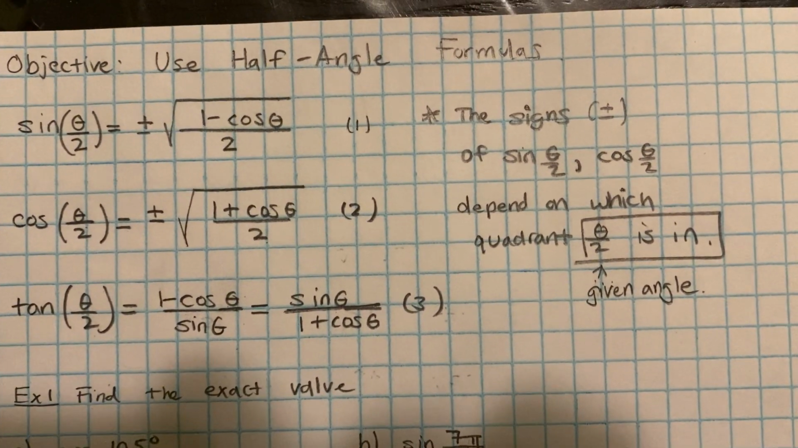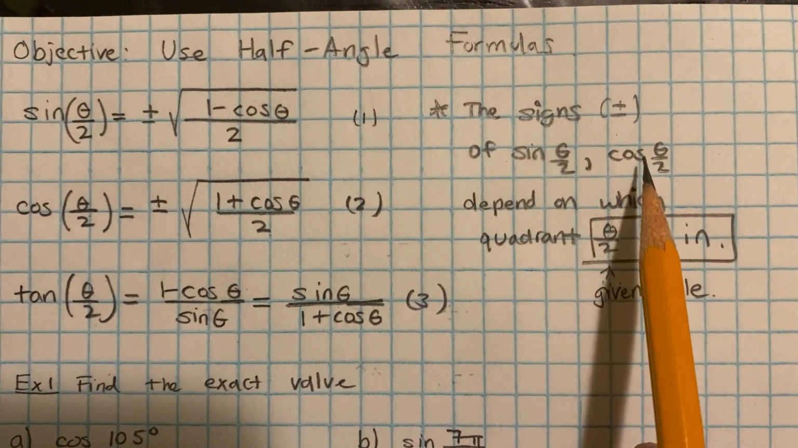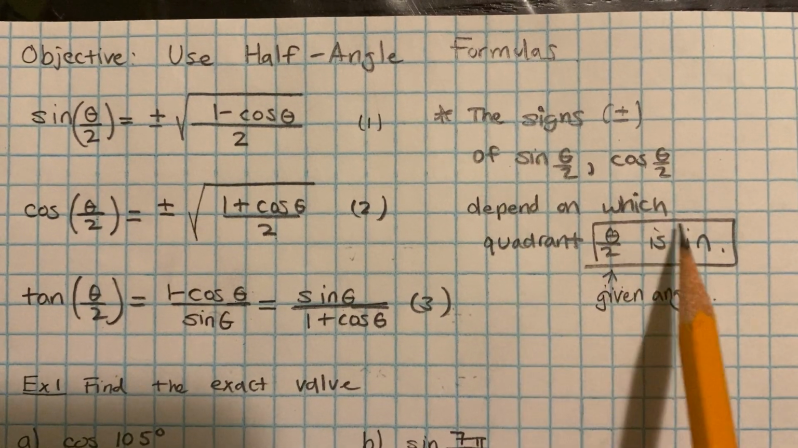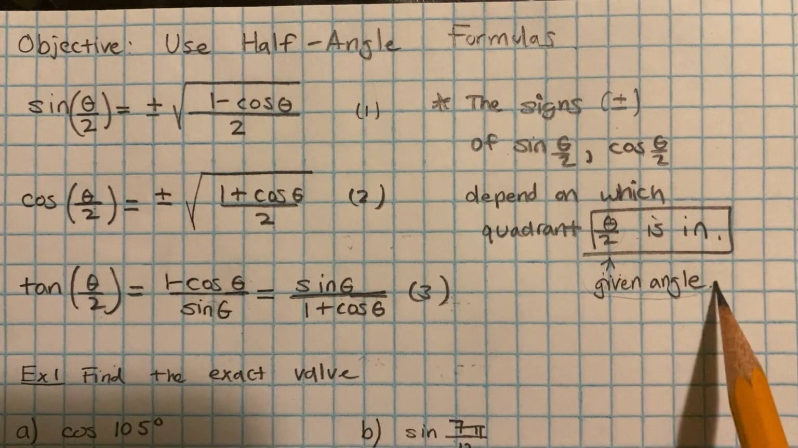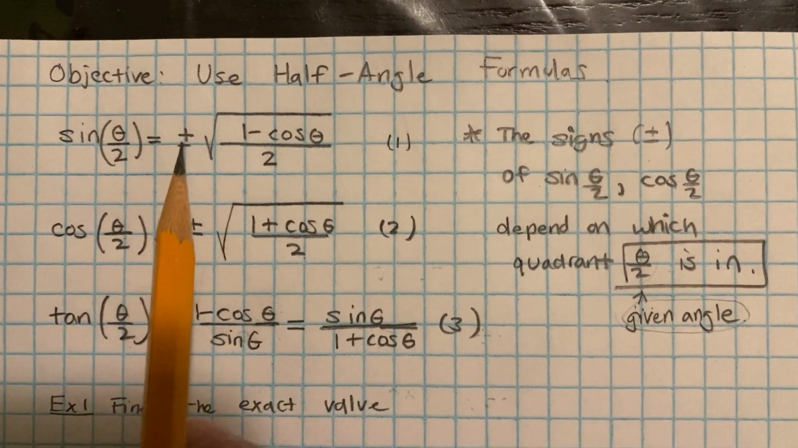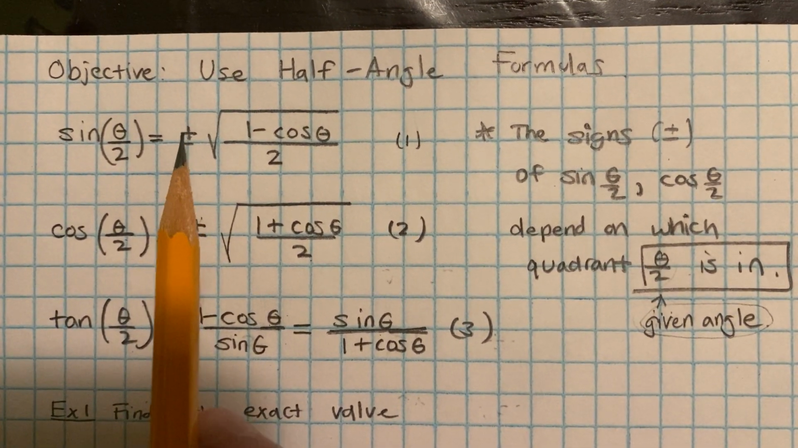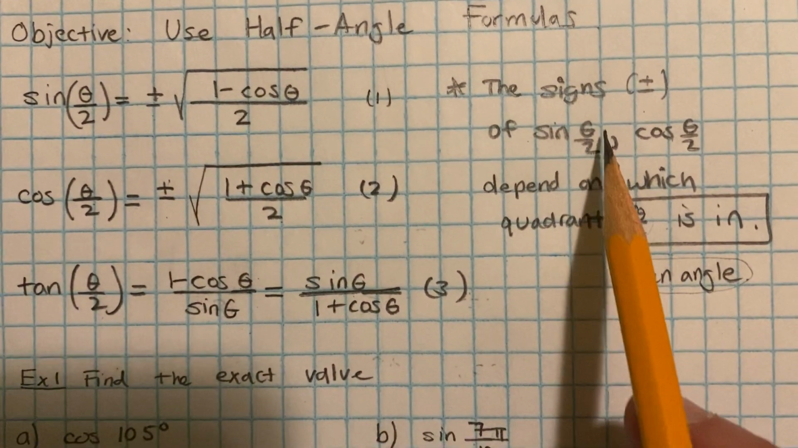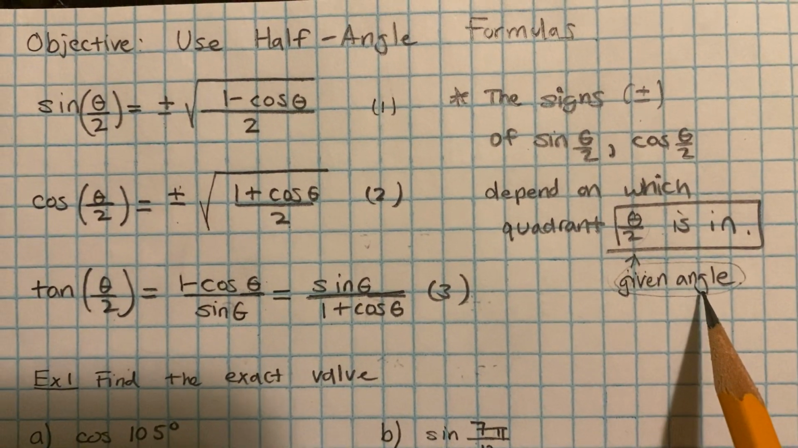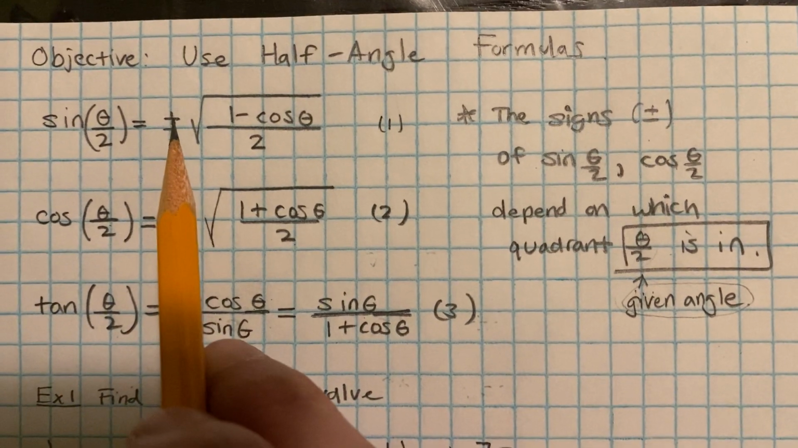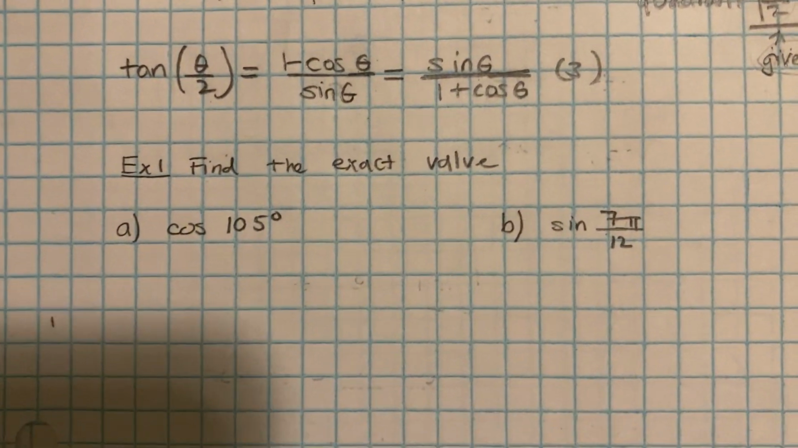in normal circumstances. Okay, so notice in the star right here, I wrote the signs plus or minus of sine of theta over 2 or cosine theta over 2 depend on which quadrant theta over 2 is in. And theta over 2 is basically your given angle that you're asked to evaluate. And so notice you have a plus or minus here, plus or minus here. You're not going to use plus or minus at the end. You're going to pick one or the other depending on the quadrant that your theta over 2 is in. Basically, whatever quadrant your initial angle is in will determine whether you use plus or minus. Okay, so let's take a look at these two examples I've written down for you.